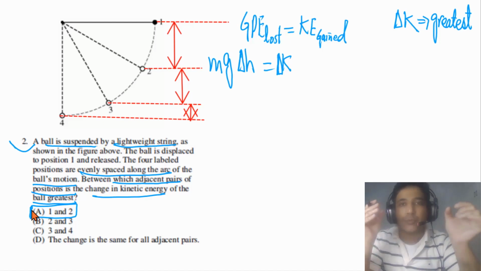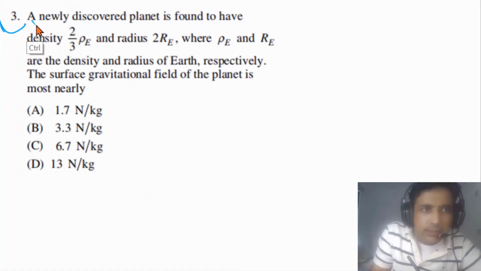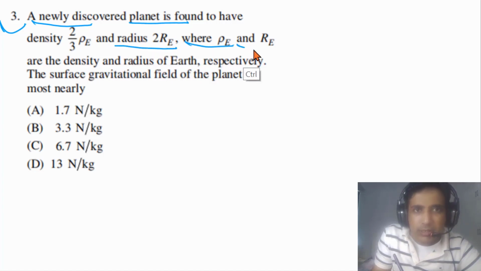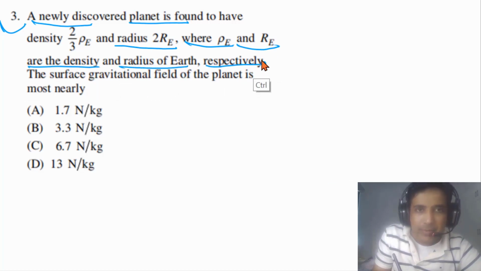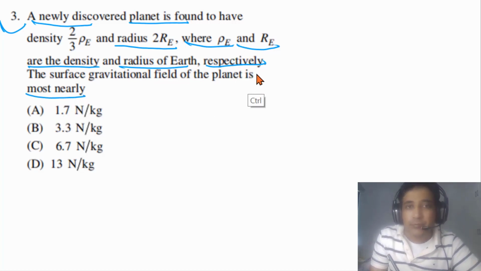So this is a beautiful way to answer this question. I hope this question is clear to you. Question 3 says a newly discovered planet is found to have density 2/3 ρ_e and radius 2 R_e, where ρ_e and R_e are the density and radius of Earth respectively. The surface gravitational field of the planet is most nearly, meaning we need to find the value of g.